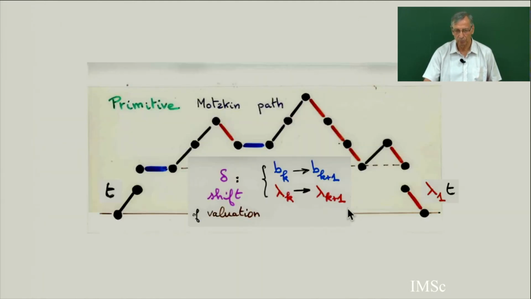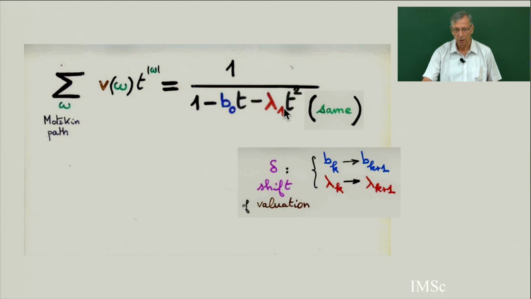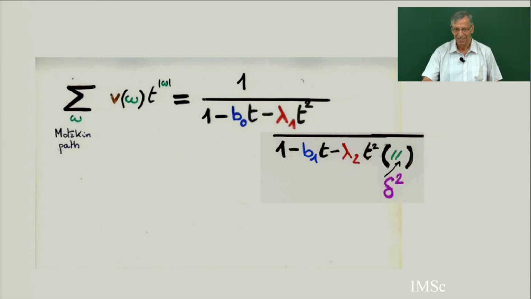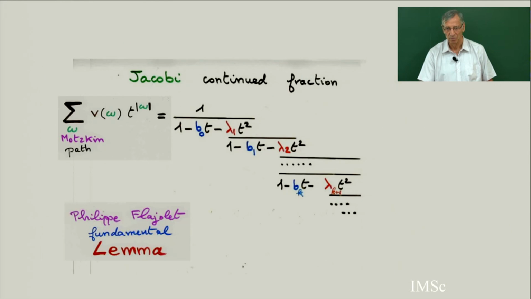And so you get here the same generating function of Motzkin paths, but only with a shift. bk is replaced by bk plus 1, lambda k by lambda k plus 1. And so you can repeat this. You repeat it, and then you have again a shift of the shift. You repeat it, and then you can see the continued fraction appearing. And this is a beautiful lemma which relates Motzkin paths and the Jacobi continued fraction.